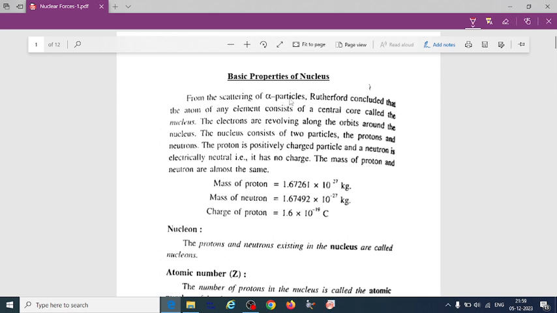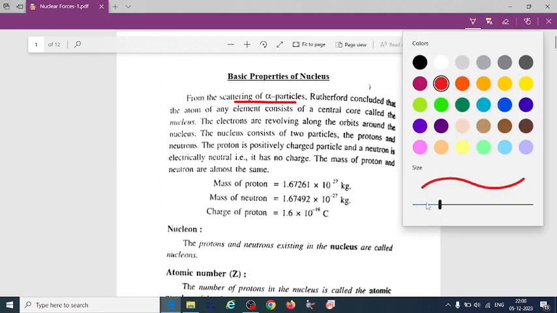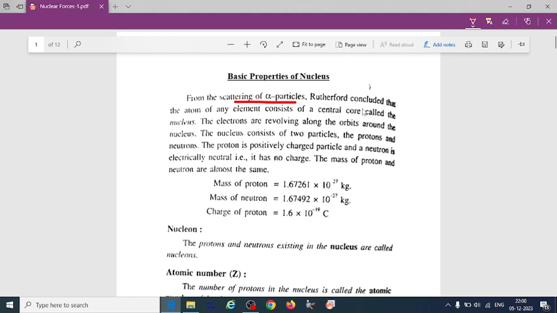Okay, let us start. As we know, one of the famous experiments to determine the size of the nucleus was explained by Rutherford. We call it the Rutherford alpha scattering. Rutherford concluded that the atom of any element consists of a central core, which is called the nucleus.